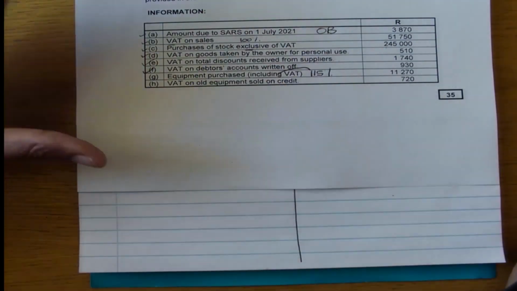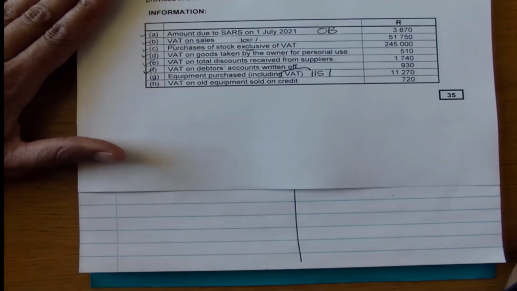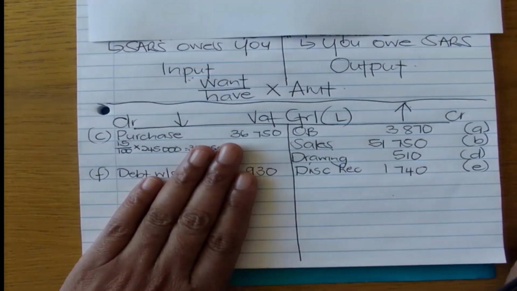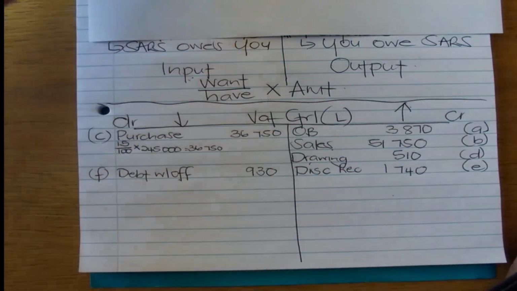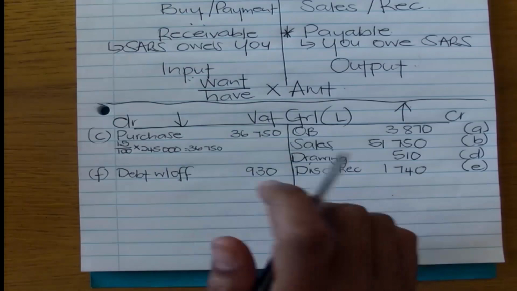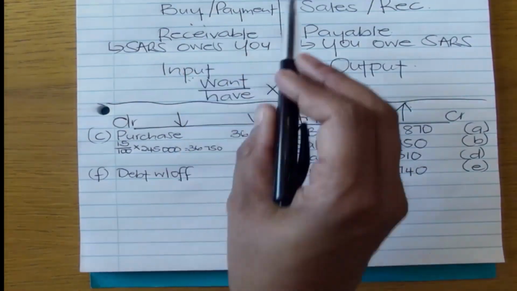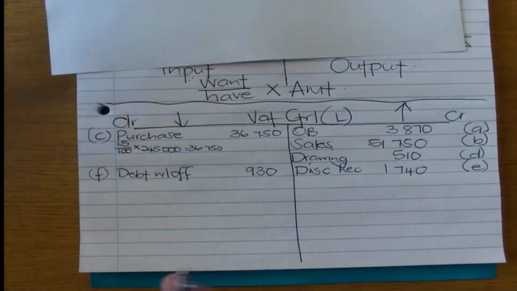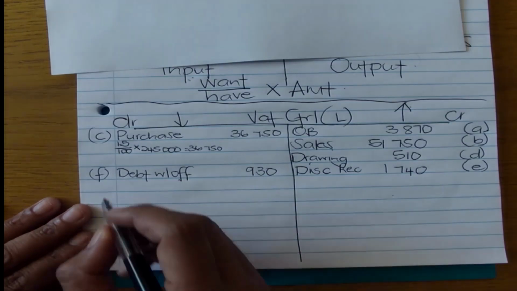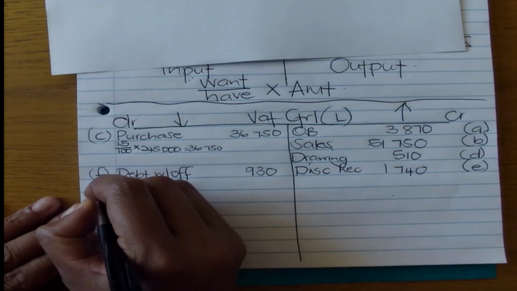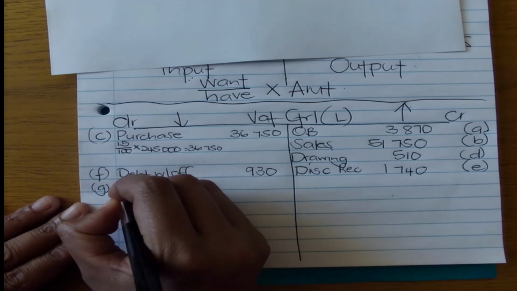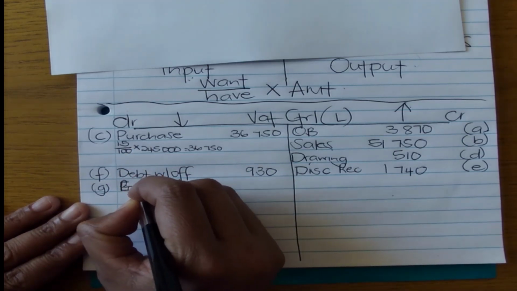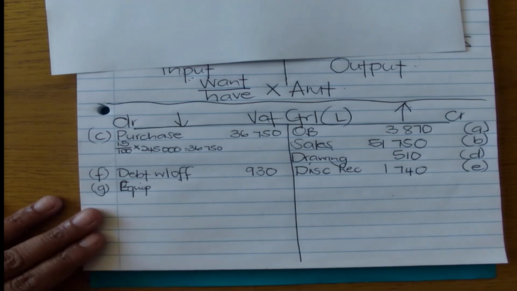But before we do our formula, we need to determine: is it on the debit side or on the credit side? Now, when you buy something, remember our summary said, when you buy, you can claim. So it will be on the debit side. And now we must just do our calculation. So let's say this is G, and it is purchase of equipment, or let me just write equipment there.